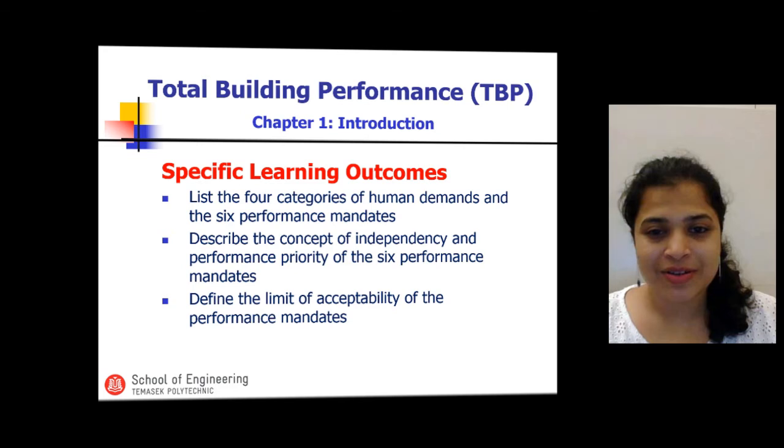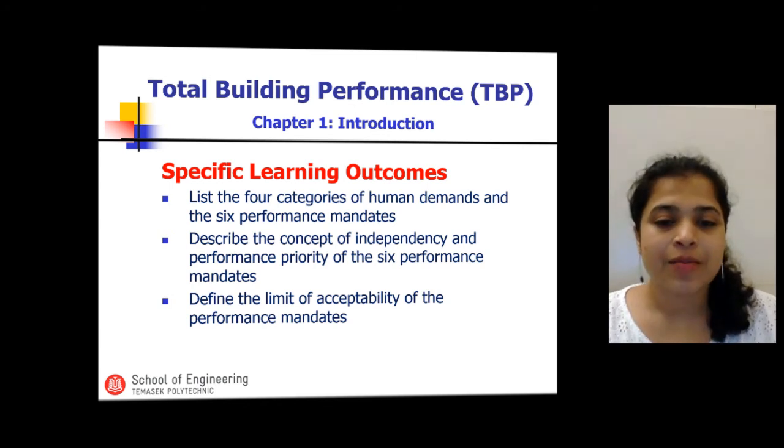Hello, everybody. Let's begin with the first chapter, which is the Introduction to Total Building Performance. At the end of this chapter, you'll be able to achieve these learning outcomes. You would be able to list the 6 performance mandates, which is a result of the 4 categories of the human needs. You'll be able to describe the concept of interdependency and performance priority of the 6 performance mandates. You'll be able to define the limit of acceptability of the various performance mandates.